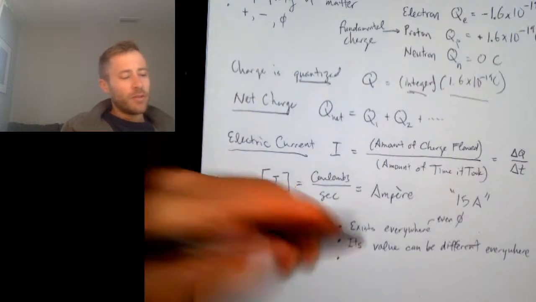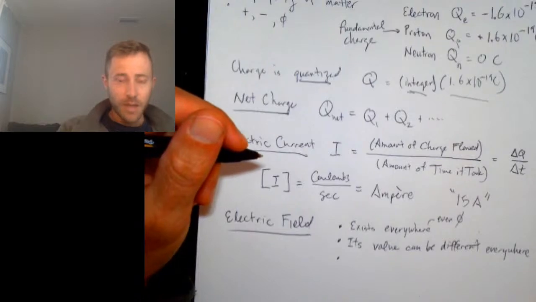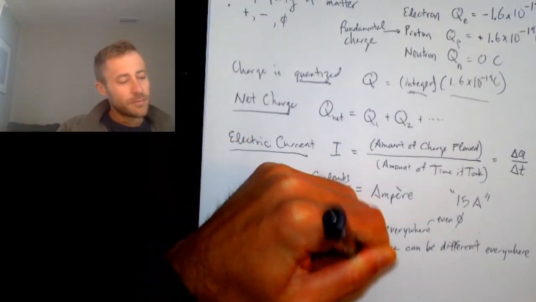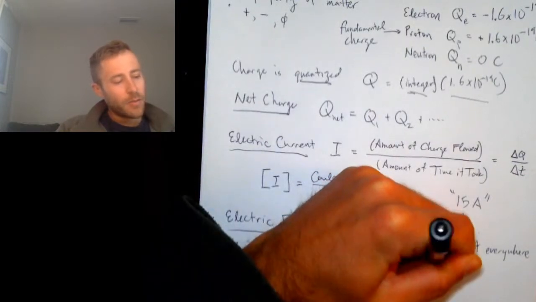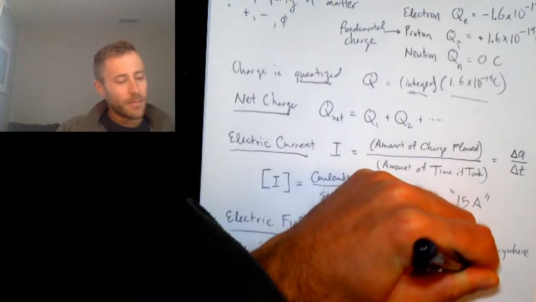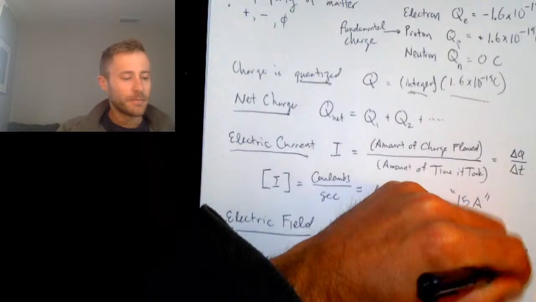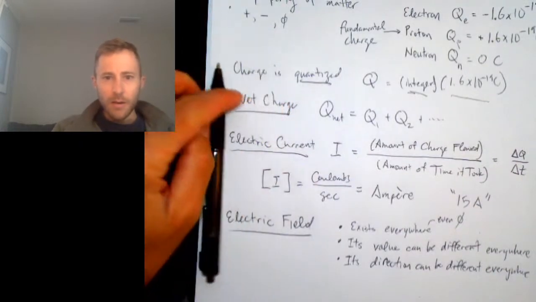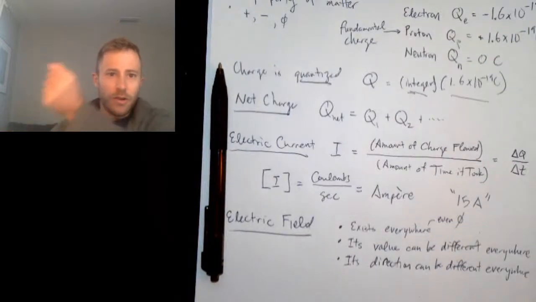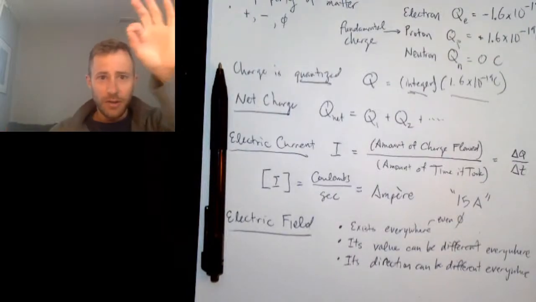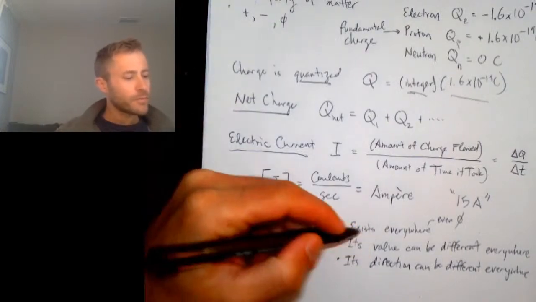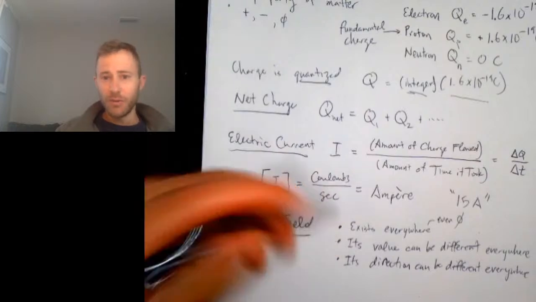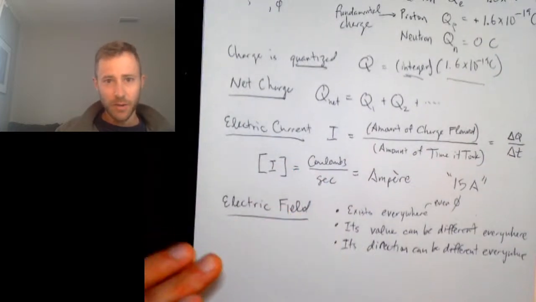Its value can be different everywhere, and also it's a vector, so its direction can be different everywhere. Over here, the electric field might point up. Over here, the electric field might point to the side. So it exists everywhere, it can have a different value everywhere, and it has a different direction everywhere.